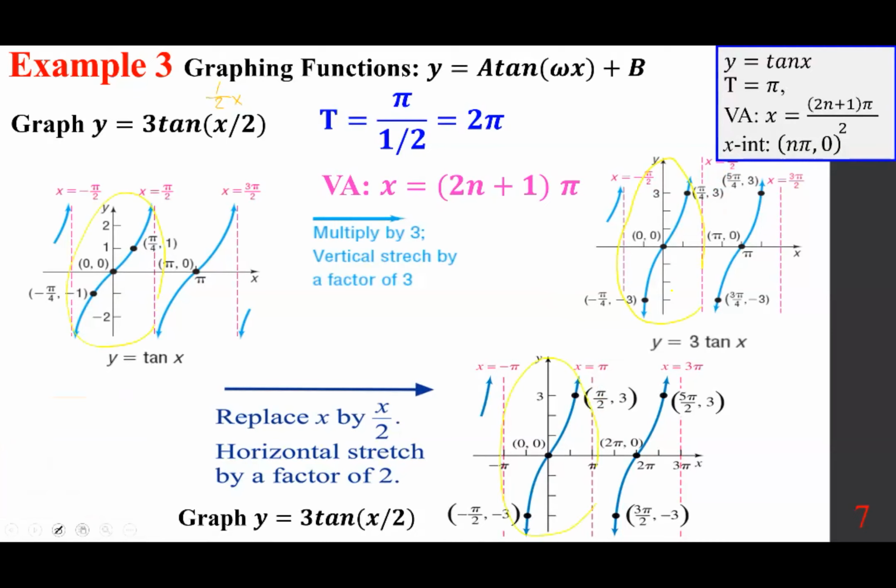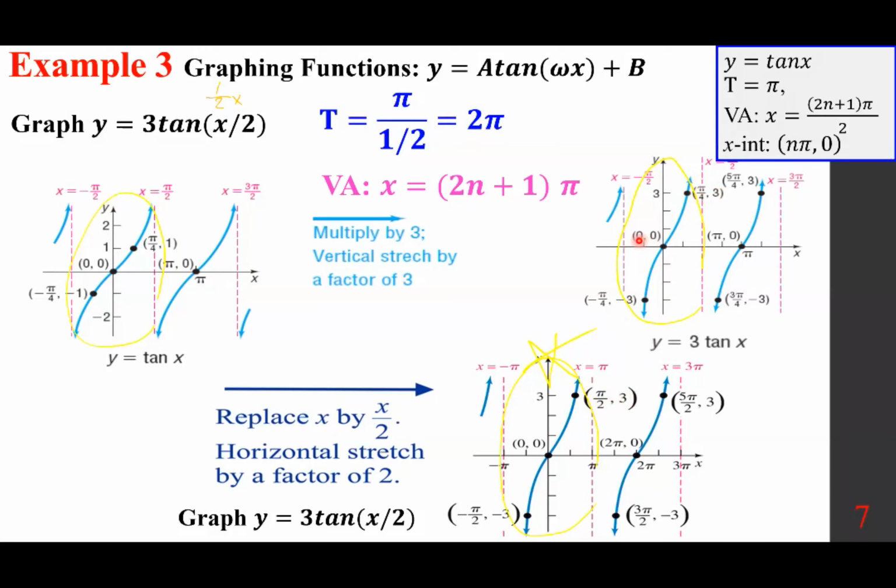And the changes that you see, this 1 and this negative 1 were multiplied by 3. And then now we are going to stretch it. So the x coordinate gets doubled because of that. So this was pi over 4, 3. Now pi over 4 times 2 becomes pi over 2, 3.